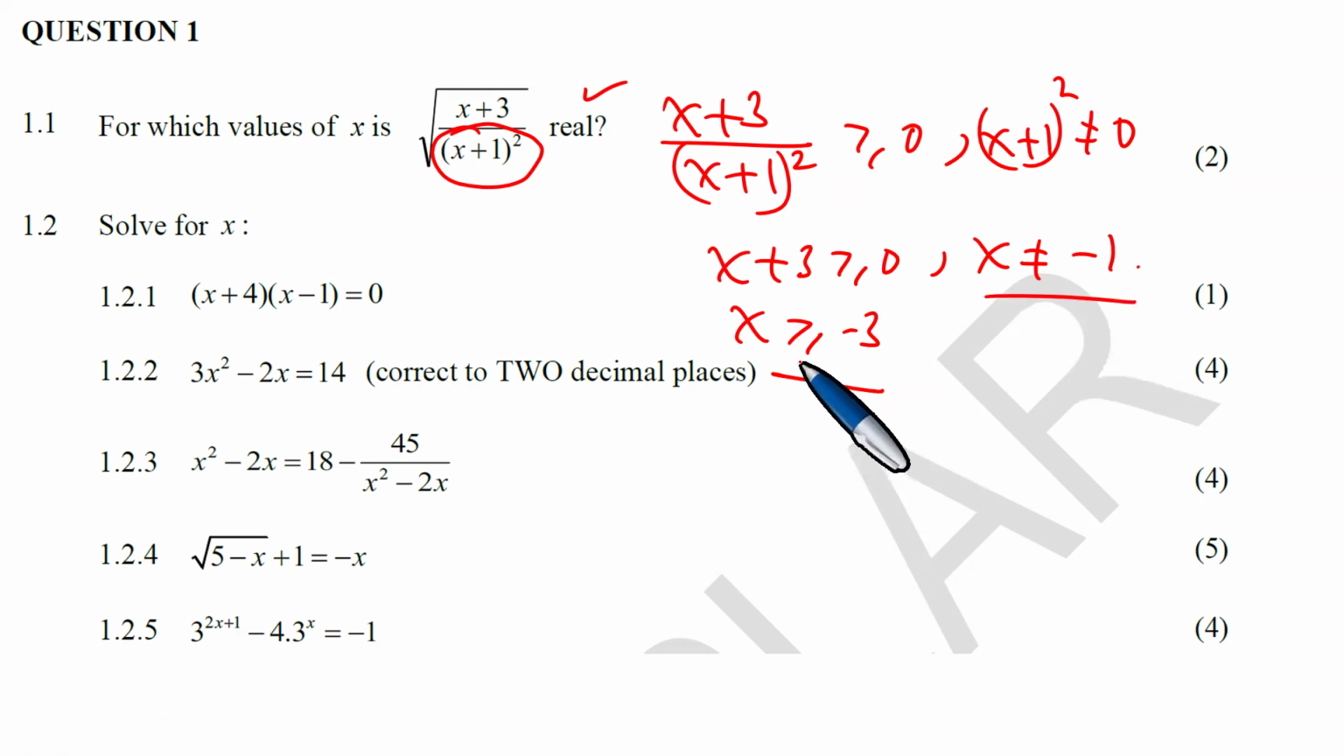X must be greater or equal to -3. Simultaneously, x must not be equal to -1. And this is the answer. We move forward.